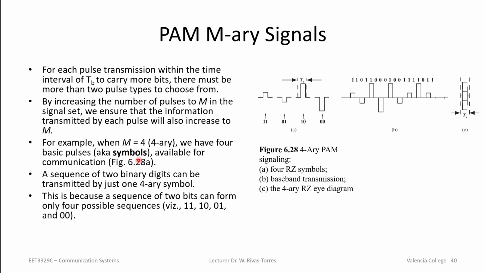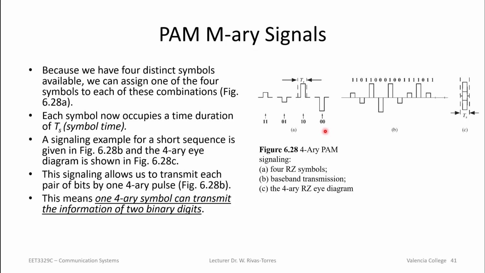Now think of a sequence of two binary digits being transmitted by just one of these 4-ary symbols. The reason is that if you take 2 bits in combinations of 1s and 0s and build up a truth table, for those of you who've taken digital courses before, you know there are a total of 4 sequences you can have. So for example, we would have 1 1, 0 1, 1 0, and 0 0.